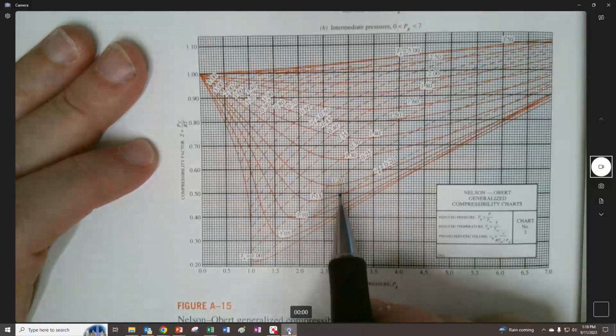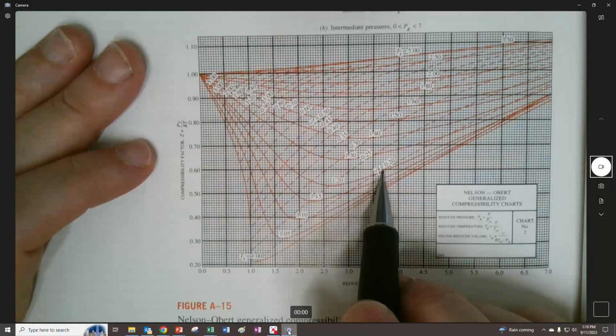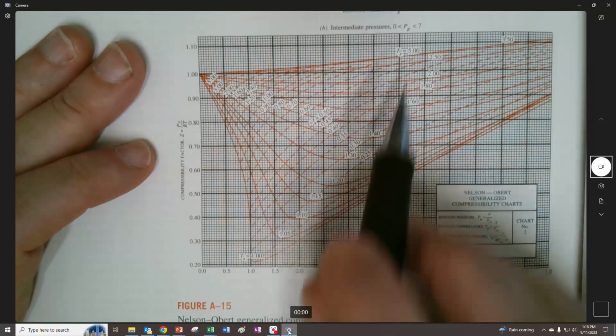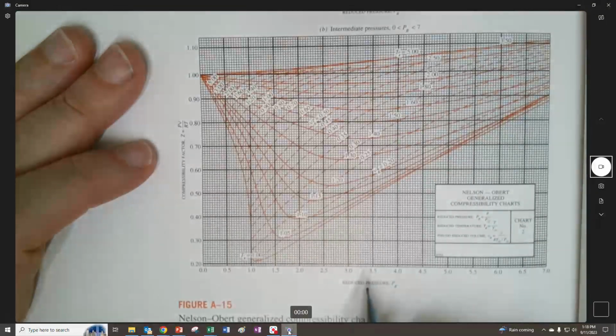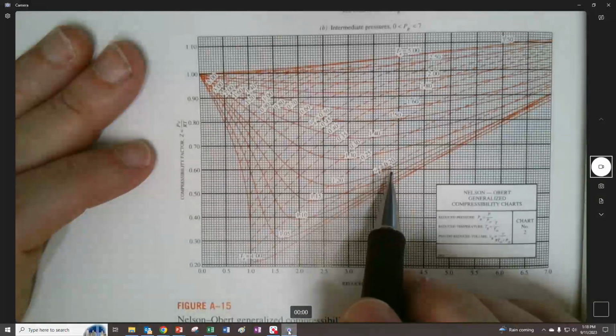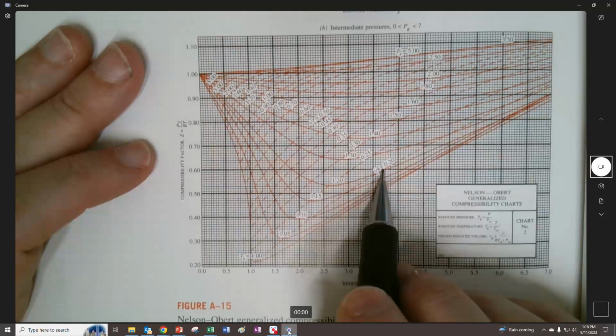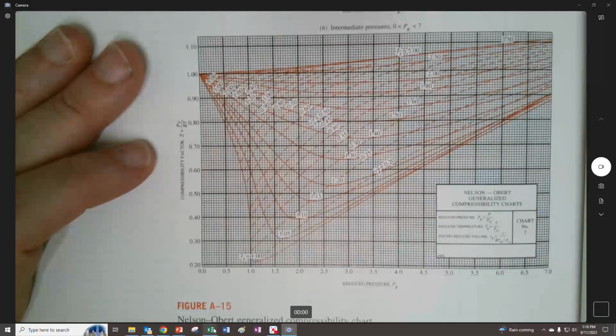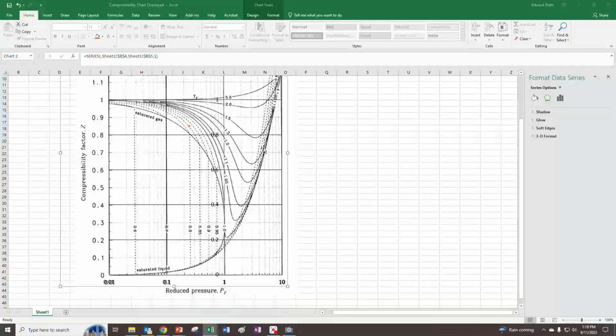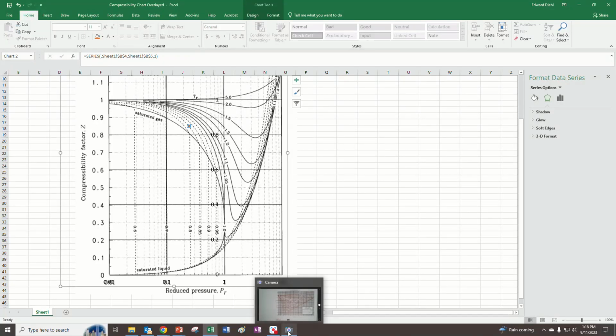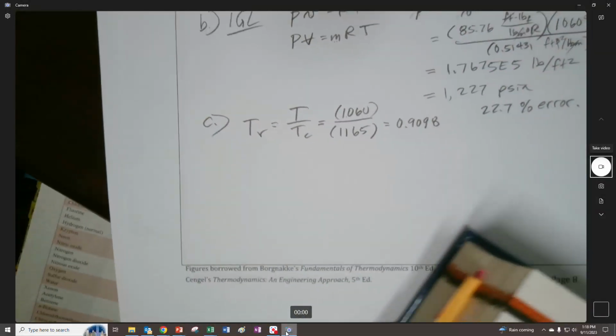Interestingly enough, you have, let's see, here you go. You have reduced volume there as well. So we have reduced temperature, reduced pressure, and we also have reduced volume. And we don't have that in the chart in Borgnakke. We have this right here. We don't have any of those reduced volumes. And so what this problem was doing was using reduced volume.